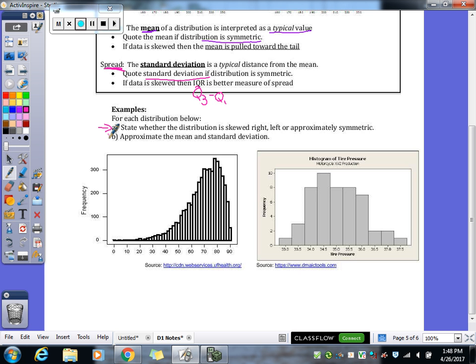So first, let's state, is this skewed or is it symmetric? Skewed in which direction? Just left. So what they want you to do is approximate what would be our mean and what would be our standard deviation. Now we're approximating, so it doesn't have to be exact. Your answers might be a little different than mine. But if it wasn't skewed, our mean would be right here in the middle at about 75. But because it's skewed, that pulls my mean down. So I'm going to approximate that my mean is about 65.